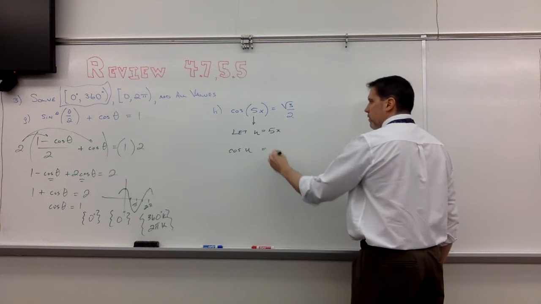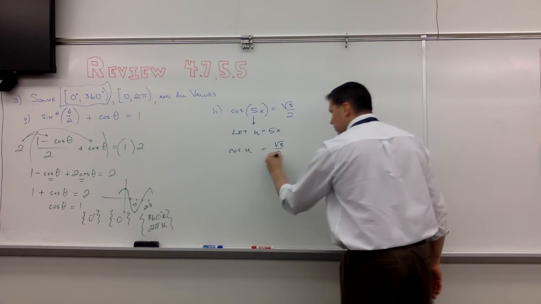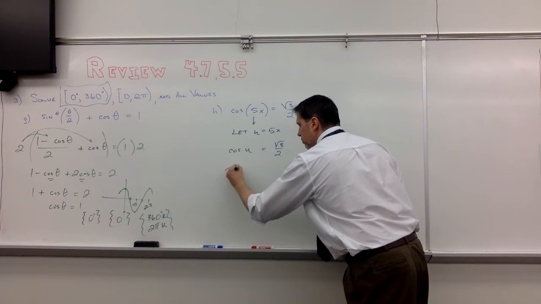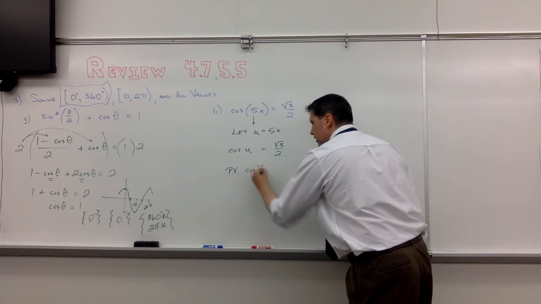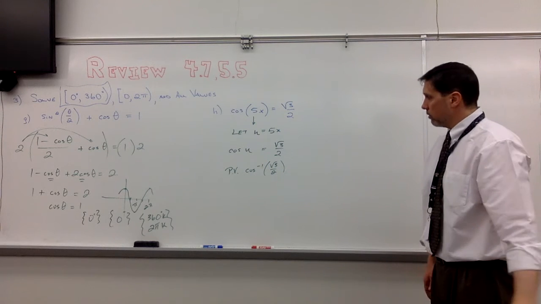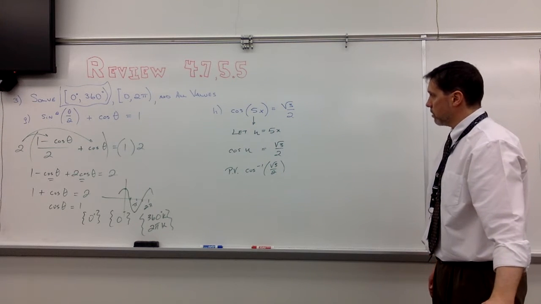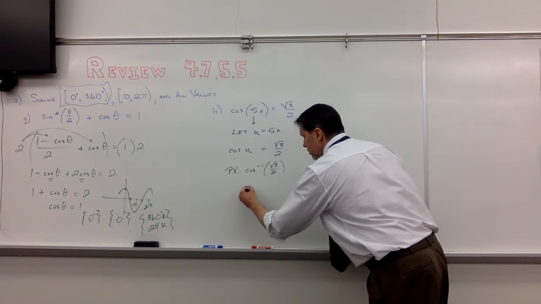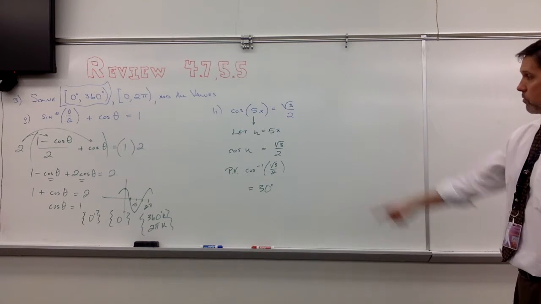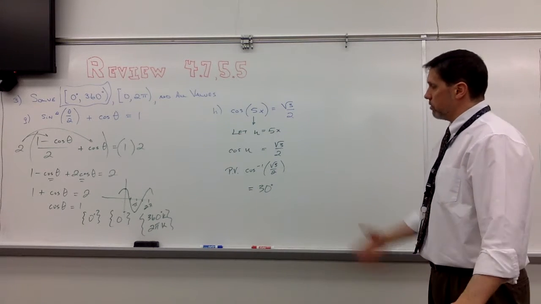We get the cosine of u equals the square root of 3 over 2. Now, solving that is no big deal. As far as principal values are concerned, you just do the cosine inverse, square root of 3 over 2, which gives us 30 degrees. All right, so cosine inverse, square root of 3 over 2 is 30.